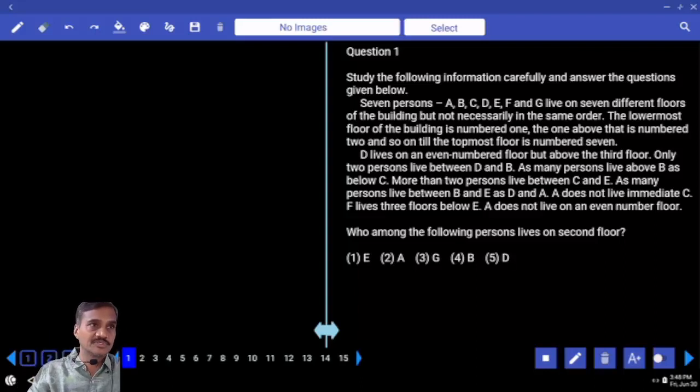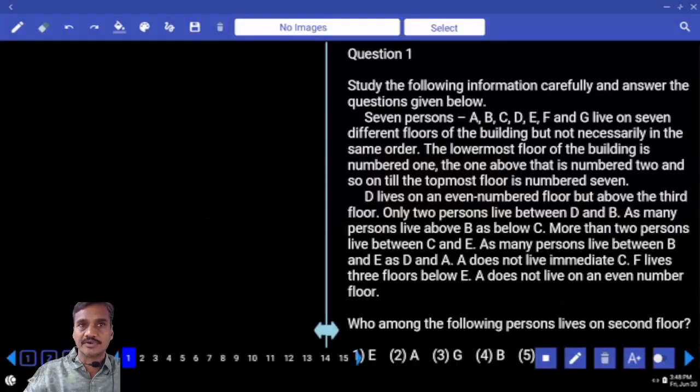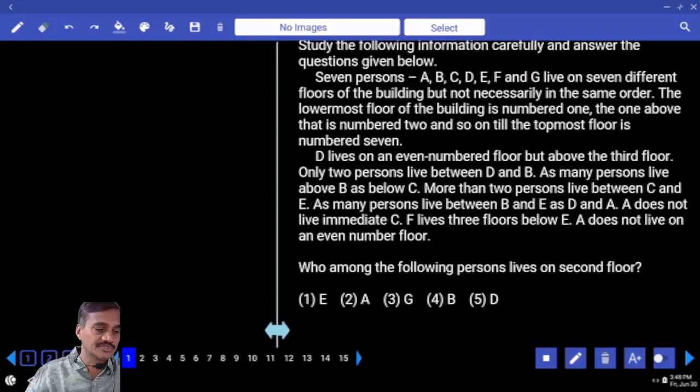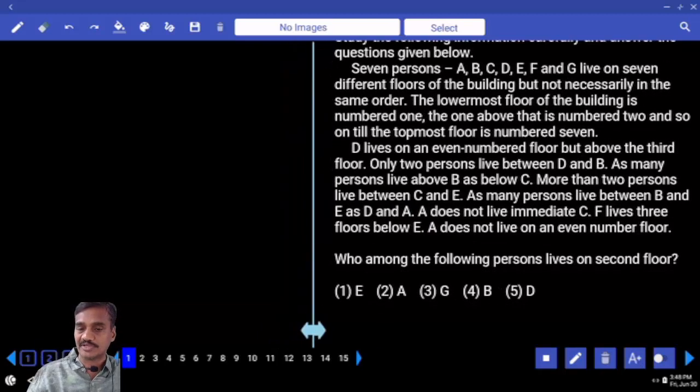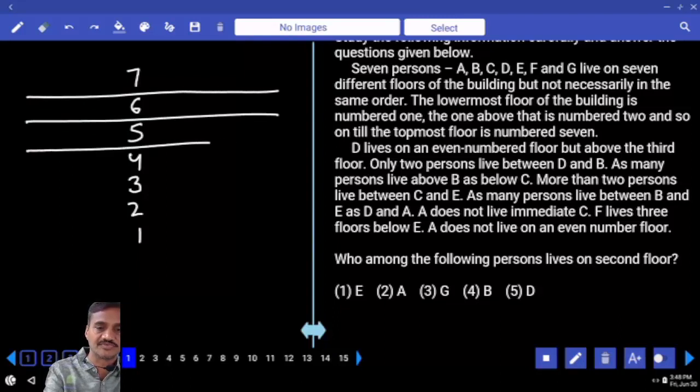Now in this paper number 69 RRB Clerk Prelims, question numbers 1 to 5, it is based on floor arrangement. How many persons are there? There are 7 persons and they live on 7 different floors of a building. There is no other parameter added to this one, hence it must be under the first priority itself. 7, 6, 5, 4, 3, 2 and 1, these are the 7 floors we have. 7 persons are staying on these 7 different floors.